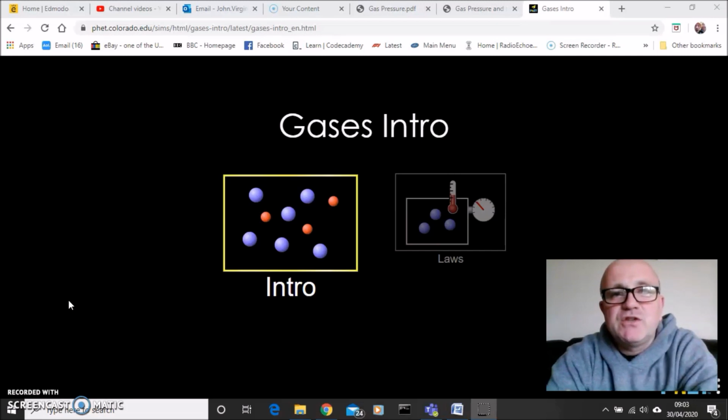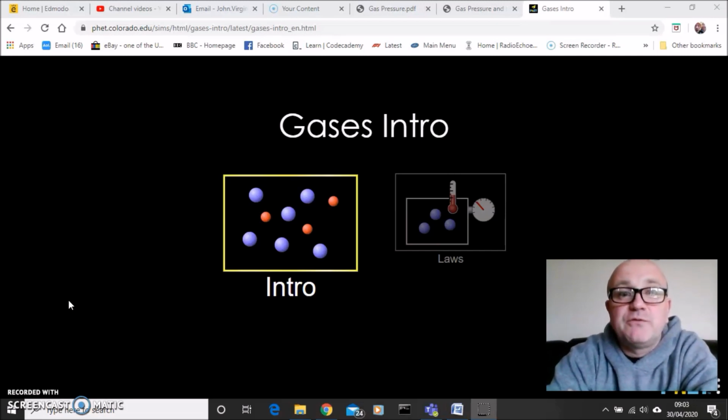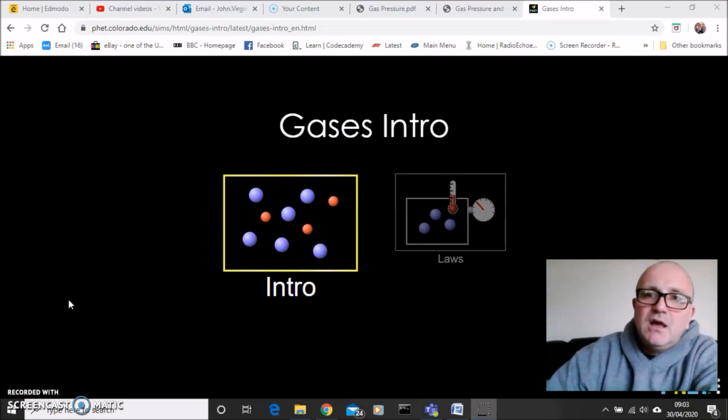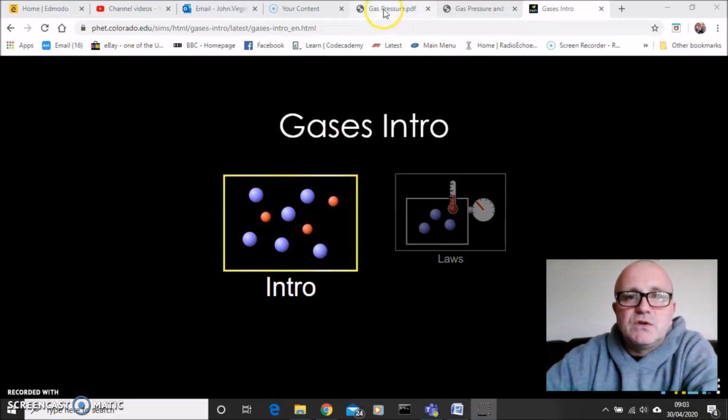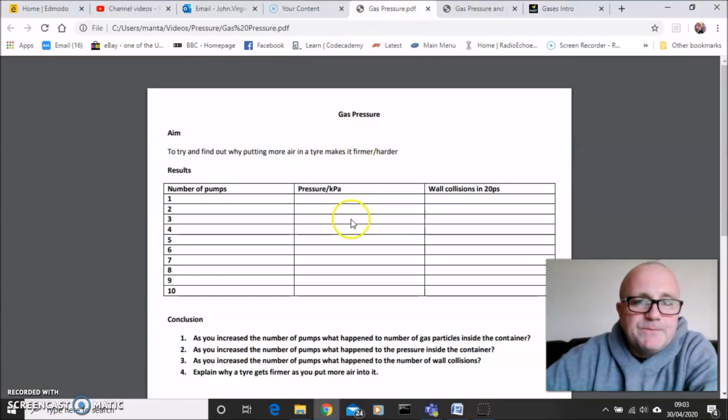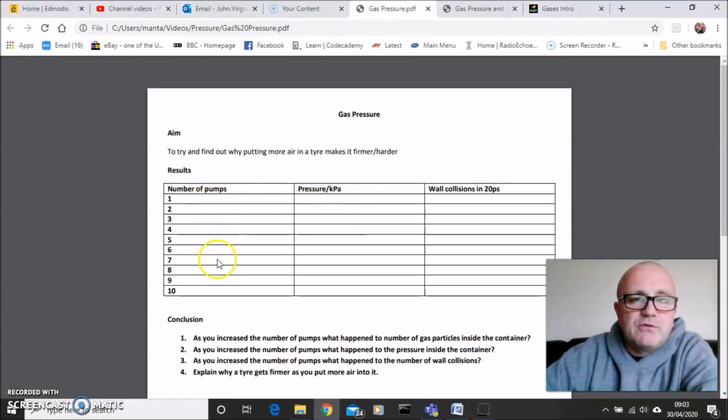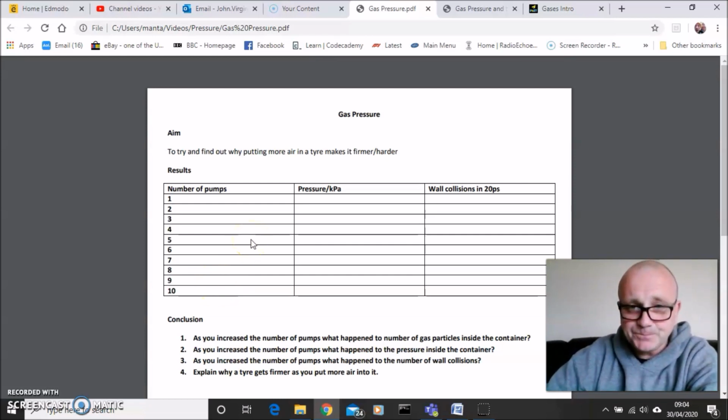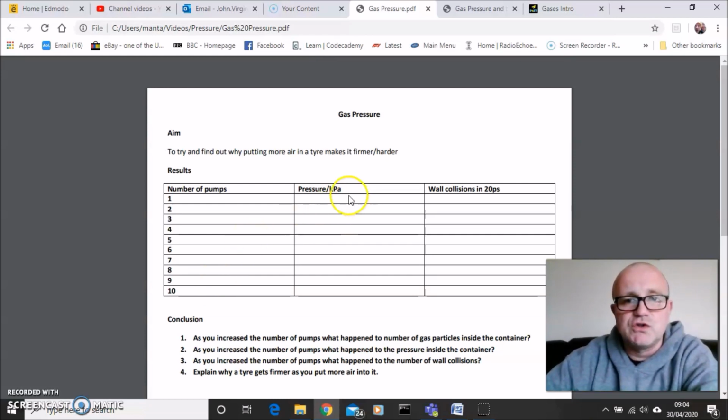Today, we're going to do another virtual experiment using that same website that we used before. But before we do that, let's look back at the experiment that I set you. What you were doing was increasing the number of pumps of air that you were putting into a container, and I was asking you to record the pressure and the wall collisions that the air particles had with the sides of the container.